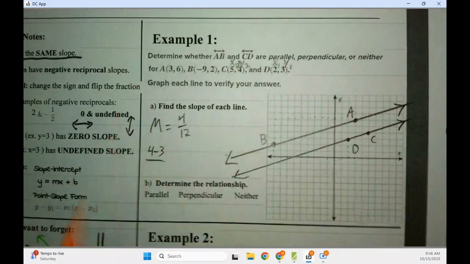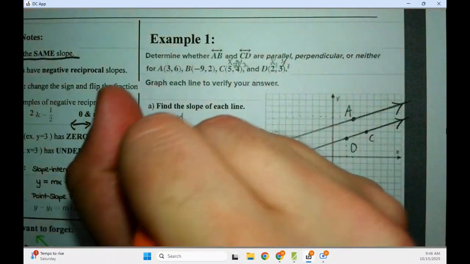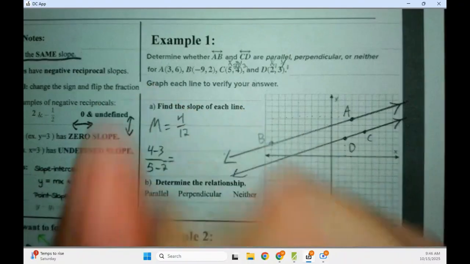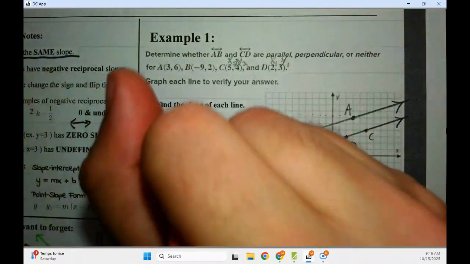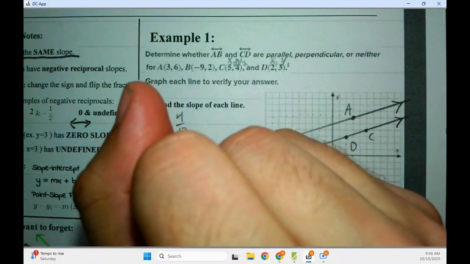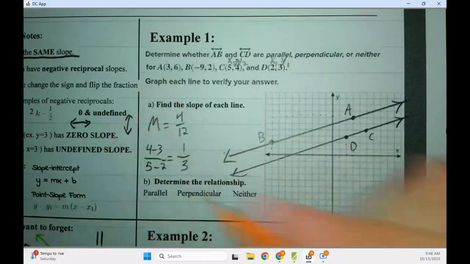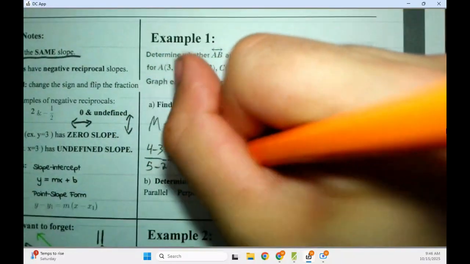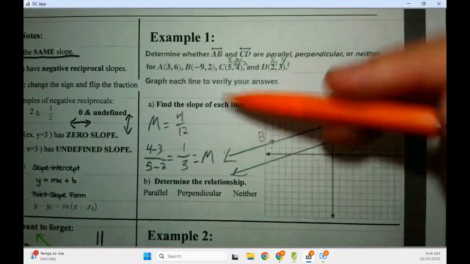It says x2 is 5, and then x1 is 2. What's 4 minus 3? I'll ask that again. What's 4 minus 3? 1. And then 5 minus 2? 3. So the slope of C to D is 1/3.